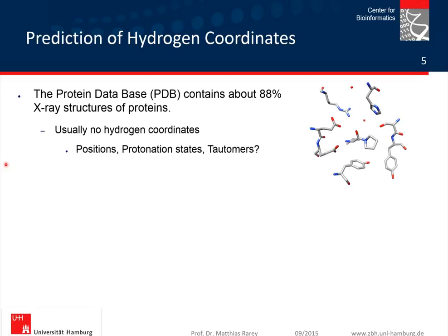Most important, you don't know the positions of hydrogens, but the problem is usually even deeper: sometimes you don't even know where the hydrogens are. So you don't know how to protonate amino acids or even the ligands. And sometimes, especially for ligand molecules, there is also the question of which tautomeric form is the right one for the small molecule. This is very difficult to deduce from the pure 3D coordinates of the heavy atoms.